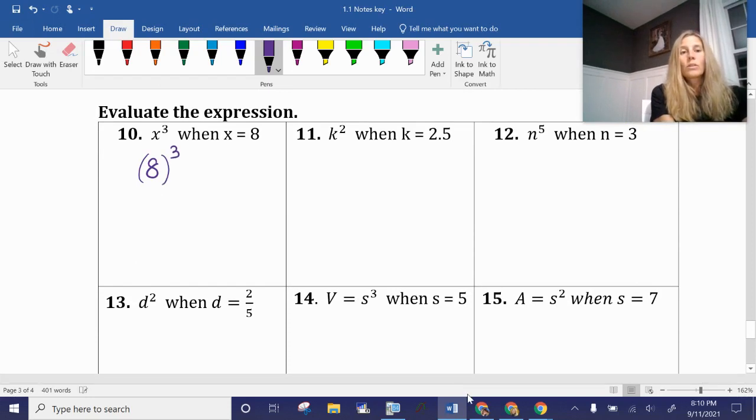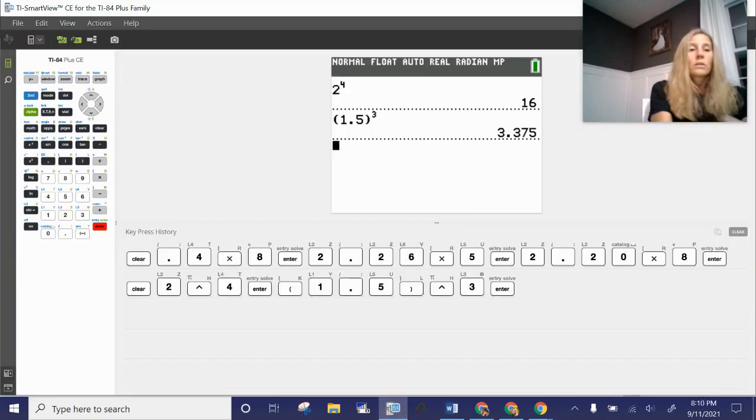So we have 8 to the 3rd power. So 8 times 8 times 8, or you could just do it on your calculator as 8 to the 3rd power, and that's going to be 512. Here we have 2.5 to the 2nd power. So again, on our calculator, 2.5.